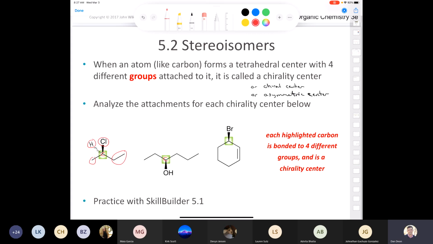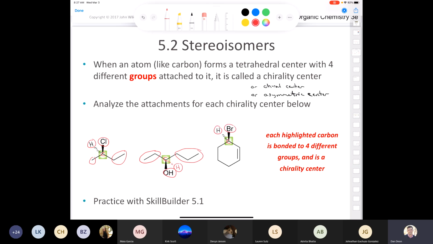The next one, this carbon is chiral. Why? Because it's attached to an ethyl group, a propyl group, a hydroxyl, and there is also a hydrogen in the back. This one is a little bit trickier. Let's start by drawing our hydrogen that's in the back here. And hopefully you can see that this carbon is chiral because it's attached to a bromine, a hydrogen.